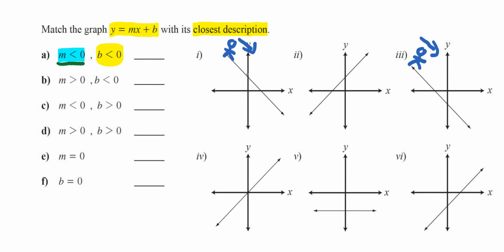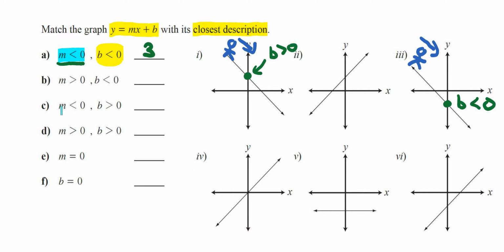Okay, so over here on graph number 1, this is a positive y-intercept, right? So my y-intercept is greater than 0. But on graph number 3, my y-intercept is negative, right? It's less than 0 here. Alright, so for question number 1a, that would match up with graph number 3.